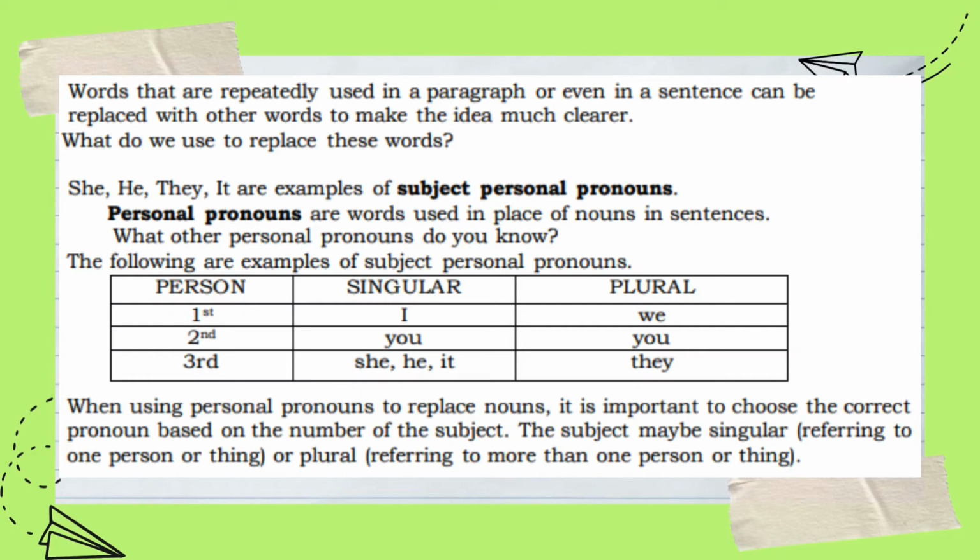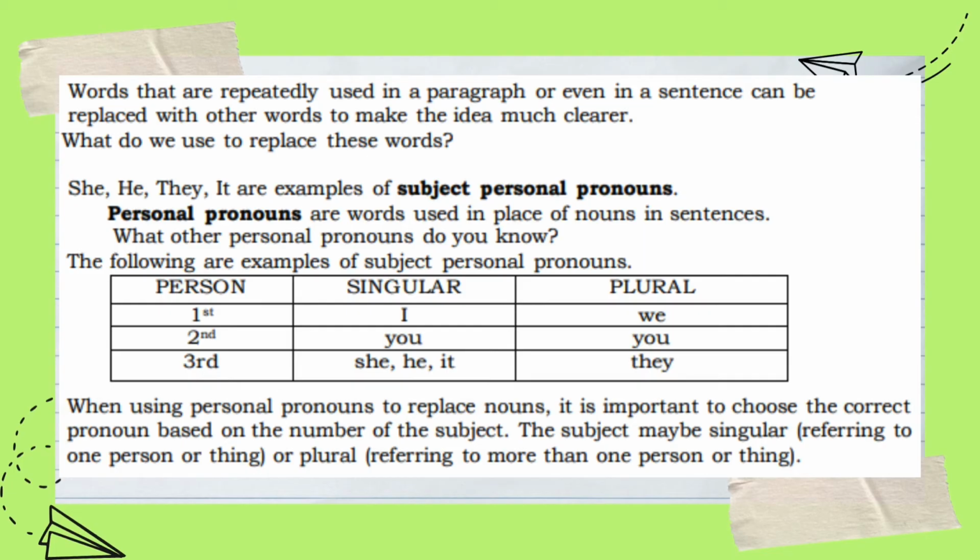So what other personal pronouns do we know? We have here the examples. We have the first person singular, we use I. And for the plural, we use we. Okay, so kasama ka na dun sa we, no? It is you, and then yung kasama mo. In the second person singular, you use you. Ito na yung kausap mo. Okay? So, for plural, you pa rin ang gagamitin.